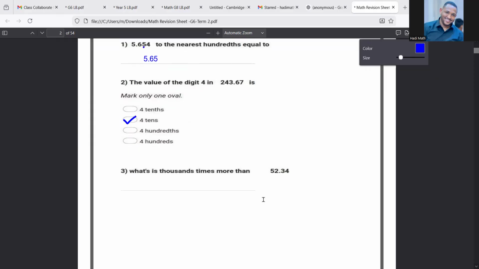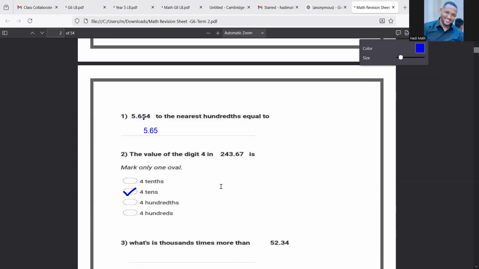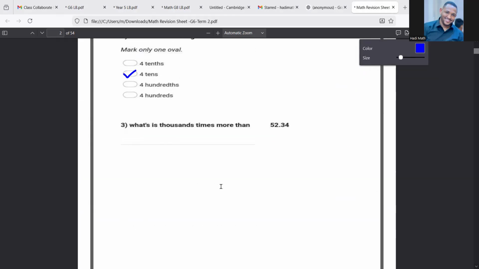Question number 3, they ask what is a thousand times more than this number. When we say a thousand times more than this number, all you need to do is multiply this number by 1000. It's going to be 2.34 times 1000. When you multiply by 1000, you move the decimal point 3 places to the right. Like we have 2, 3, 4. We move it 2 places. We don't have a third place, so we put 0 for it.